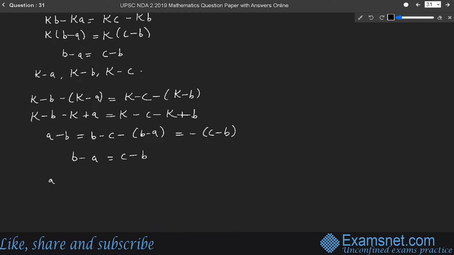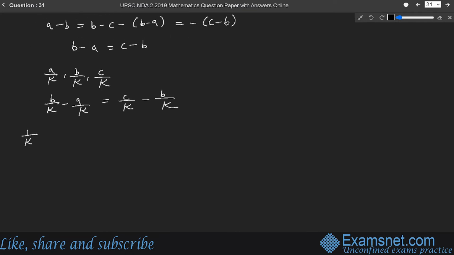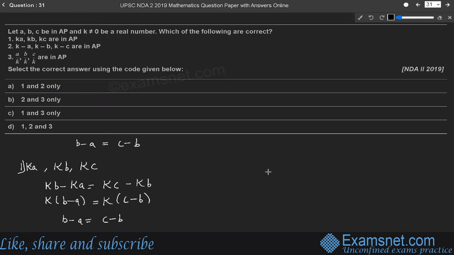Now, the third statement is A upon k, B upon k and C upon k are in AP. Since they are in AP, it means that B upon k minus A upon k is equal to C upon k minus B upon k. Taking 1 by k common here, the remaining terms will be B minus A. Similarly, taking 1 by k common on the right hand side, it will be C minus B. So we can say that B minus A is equal to C minus B. Hence, it is also in AP. So we can say that 1, 2 and 3 are in AP. Hence, the correct option will be option number D here, which is 1, 2 and 3.